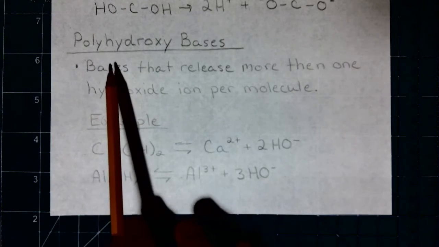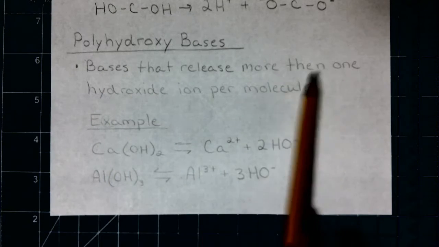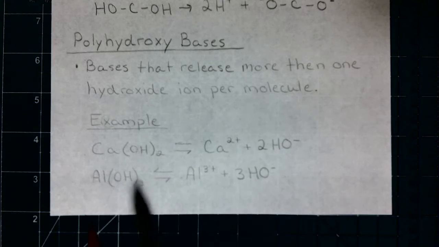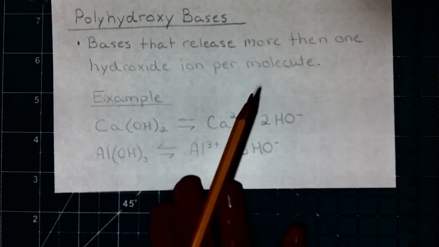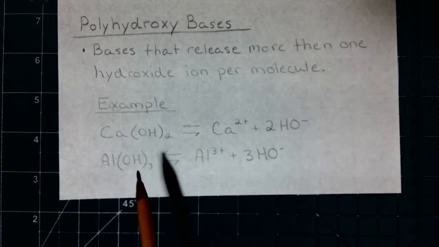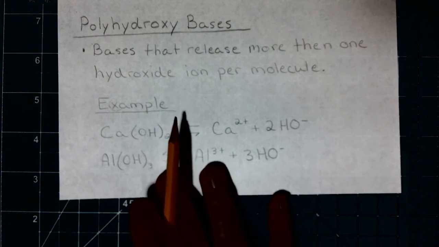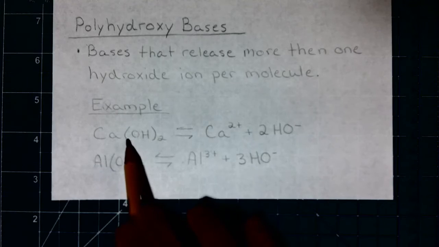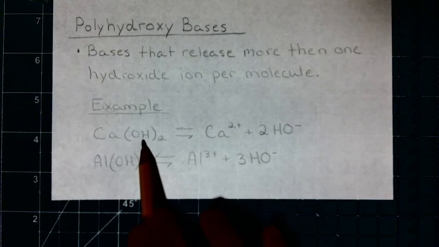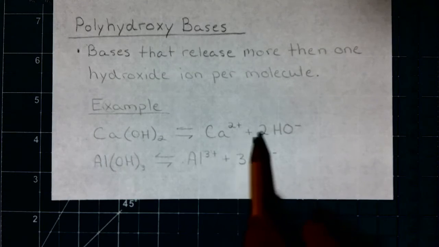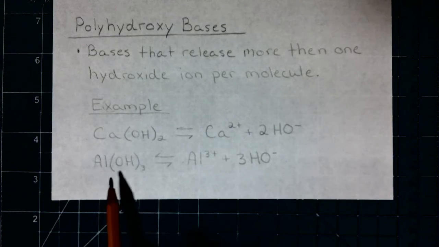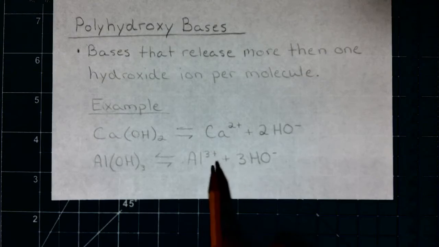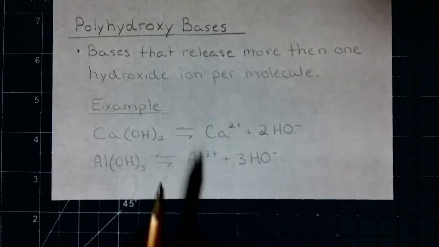And we can have polyhydroxy bases where they release more than one hydroxide ion, just like we have polyprotic acids. A couple of examples. They're really not hard to find. They happen all the time. We have calcium hydroxide. This is going to be able to release 2 hydroxide ions. And we have aluminum hydroxide. We can do 3 here.